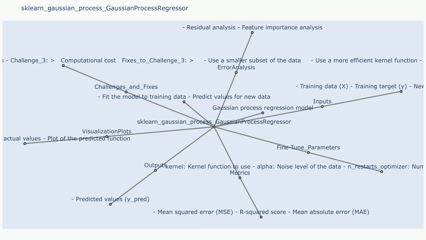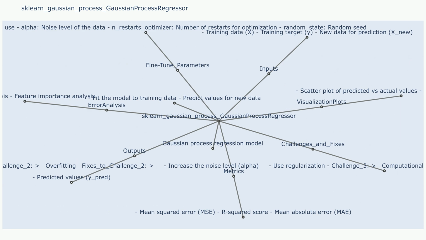Fixes to challenge 2: experiment with kernels. Try different kernels like RBF, Matern, or polynomial kernels to see which best fits your data. Visualize kernel function. Plot the kernel function to understand its influence on the predictions and identify if it's appropriate for your data. Challenge 3: high computational cost.